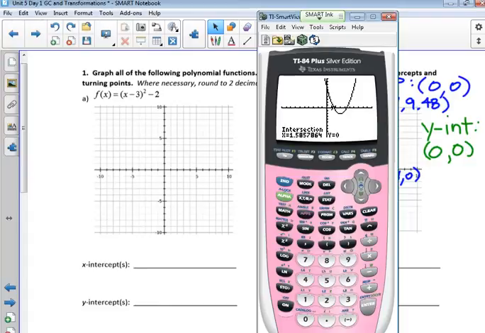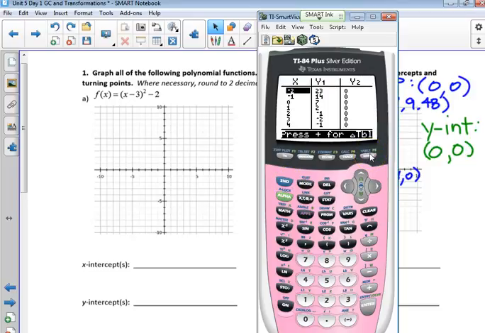Alright, so for A, in y equals, make sure you have your function typed in properly. In y2, you can put 0. That way we can find the intercepts very easily. Look at your graph. Make sure you know what it looks like.